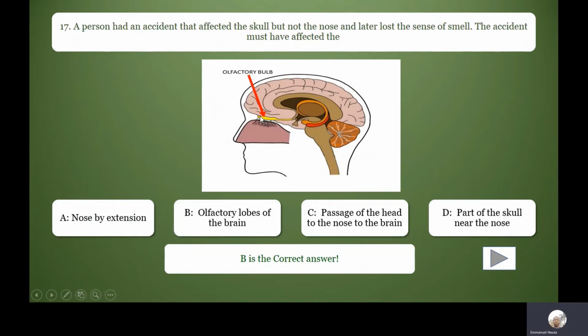Of course, you can see the olfactory lobe or the olfactory bulb just under the cerebrum at the anterior part of the cerebrum. That is what interprets the sense of smell. If the olfactory lobe or olfactory bulb is affected by an accident, one can lose that sense of smell. So the correct option here is B.